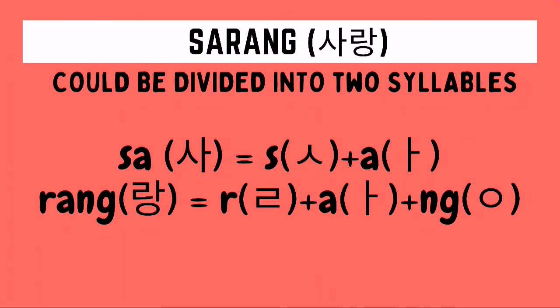Now, how do we write sarang in Hangul? Let's start with the first syllable. To write the syllable sa in Hangul, we need to draw first a siyut character, followed by an a character. For the second syllable rang, we need to draw first a rieul character, followed by an a character, followed by an iyong character. And then, we just have to combine the Hangul for each of these syllables to form the word sarang. And that is how we write sarang in Hangul.